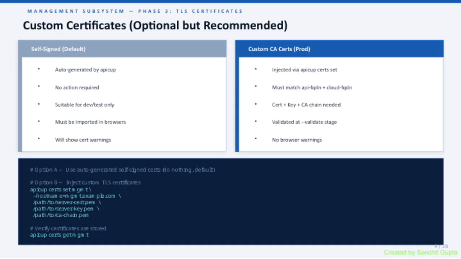When it comes to managing TLS certificates in the management subsystem, we have 2 main options. Option A is the default: we do nothing, and the system uses auto-generated self-signed certificates. This is simple, but it's mostly suitable for development or testing. Option B lets us inject custom TLS certificates, which involves specifying the hostname and providing the server certificate, key, and CA chain. This approach helps avoid browser warnings and ensures proper validation, but it requires careful matching of domains and importing custom CAs into browsers.